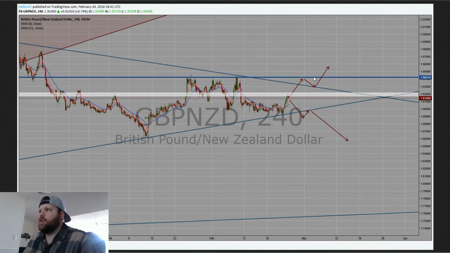So we're just looking to see if market structure is going to make a higher high or a lower low, in which case either direction it will be breaking one of these trend lines. We're looking for a break and a retest, and then a continuation to the upside or the downside, resulting in a higher high or a lower low. That's what we're looking at with GBP NZD this week.